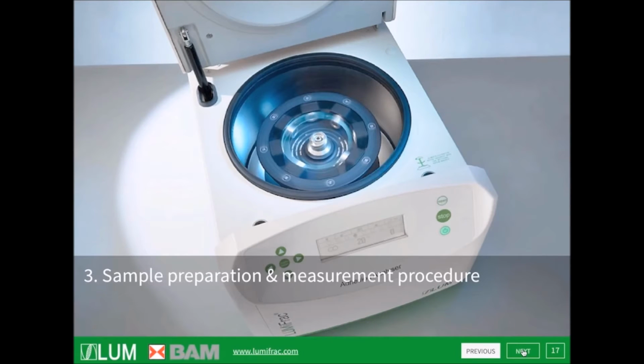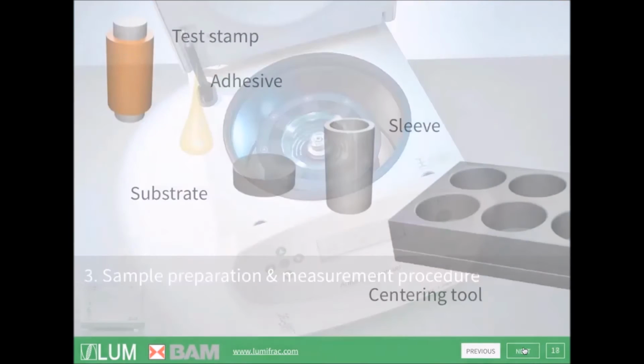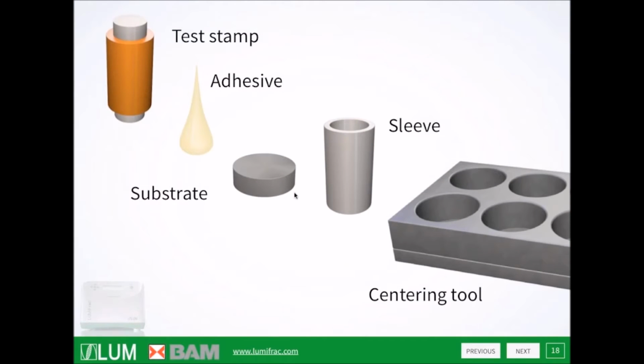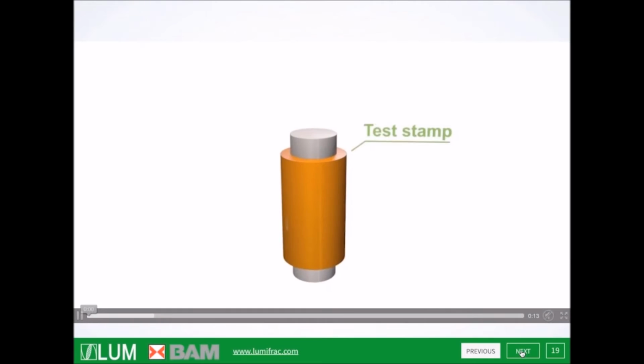The next part, I'm going a little more deeply into the sample preparation and the measurement. So in principle we have 3 main parts. This is the test stem, we have the substrate, and we have the adhesive. And we are also providing some tools which help you to prepare the system. This is the sleeve, this is the centering tool, the test stem, and the substrate. And this is a tool with which you can prepare 8 different samples more or less simultaneously.